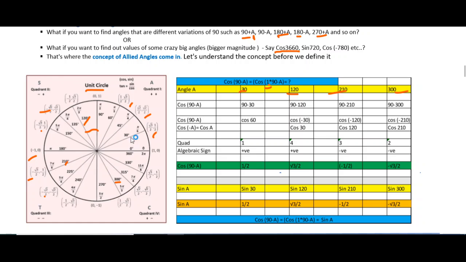I've intentionally taken one angle in each quadrant to see if whatever we are trying to derive is true for all cases. Okay, let's go to the next step.